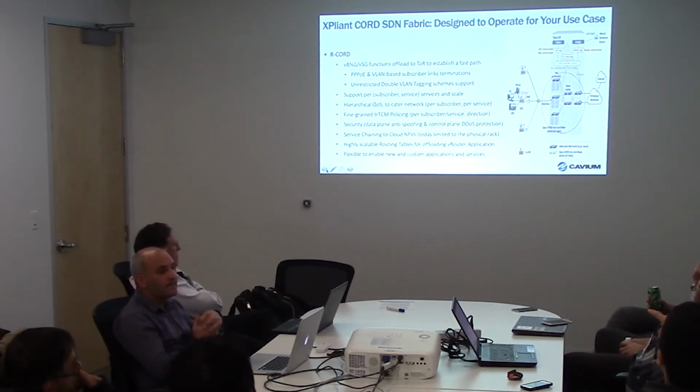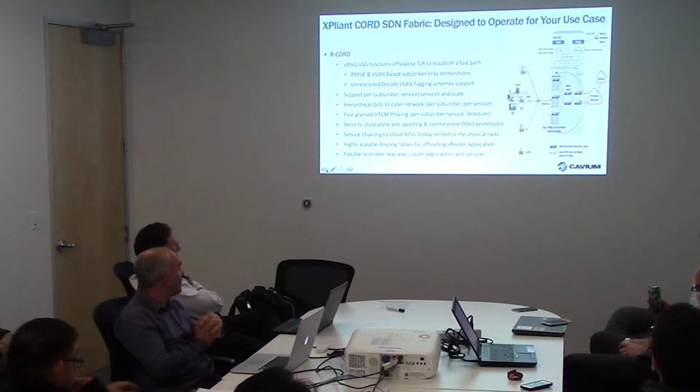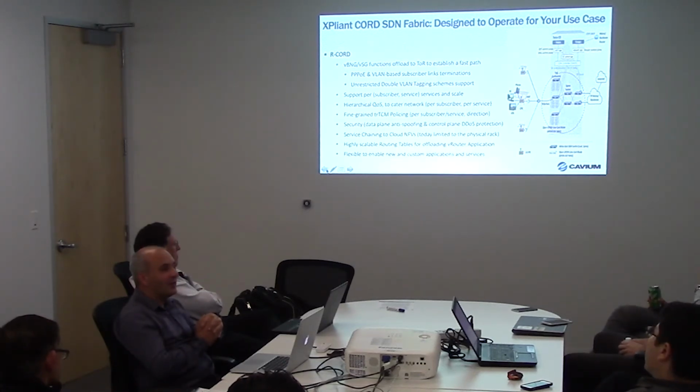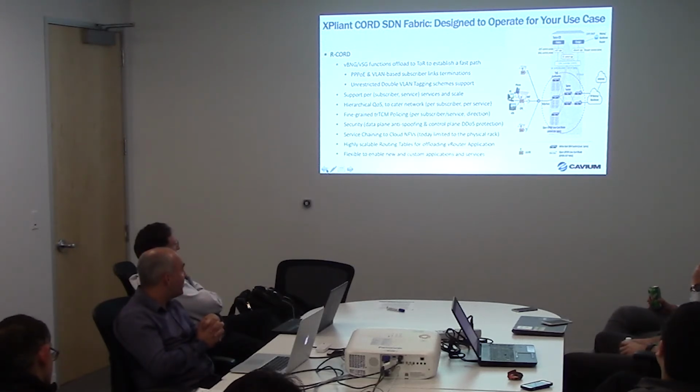I have a question. Service chaining to cloud NFVs seems to be limited to the physical rack that I get. That's what I saw from the Travis implementation today. I don't know if it's a hardware limitation or just that Travis is not there. But what I've seen is that today everything needs to be in the same physical rack. I can double check this point. So this comment is specific to our code.